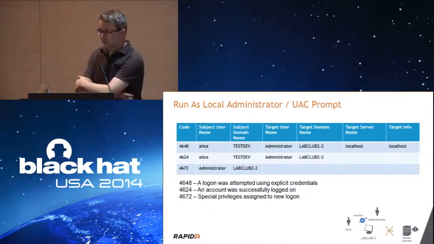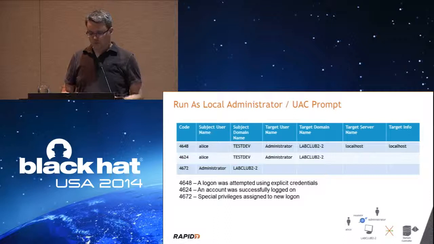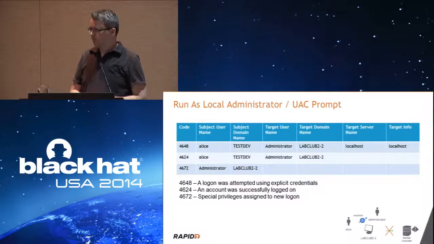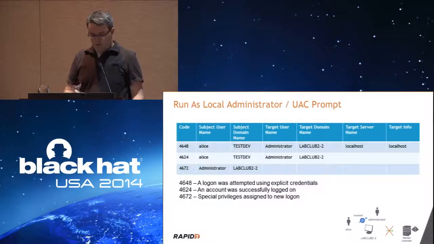So when you're running as a local administrator, nothing at all shows up in the domain controller event log. The only source of information you'll get about this activity at all is on that particular machine. So you see the information here. You see the source user and the target user.